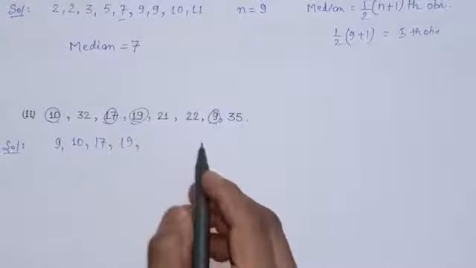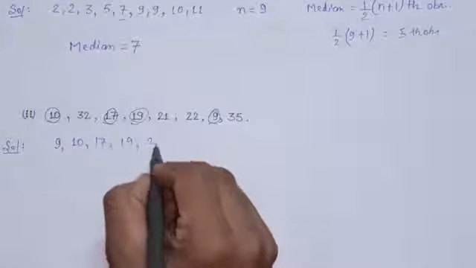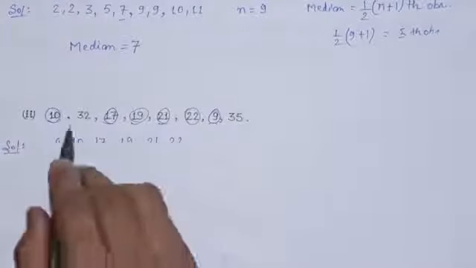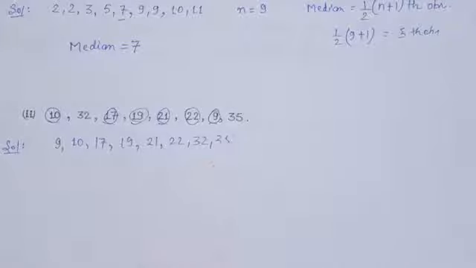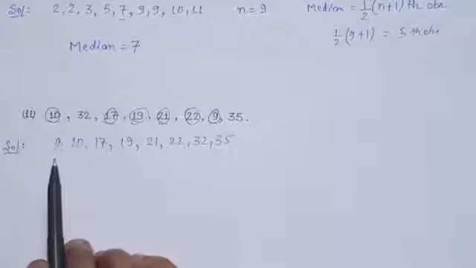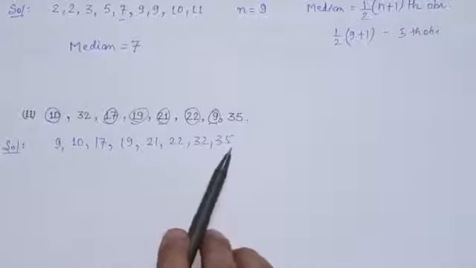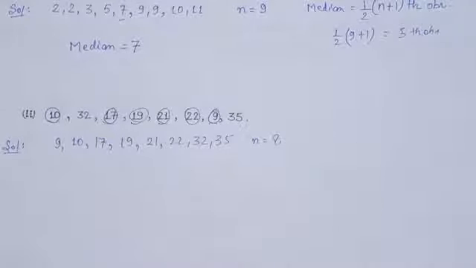So 19 is also done, and after 19 we have 21, then 22, and then 32, after that 35. So we have arranged the given observations in ascending order. Now we count the number of observations: 1, 2, 3, 4, 5, 6, 7, 8. So there are 8 observations, that is an even number of observations.